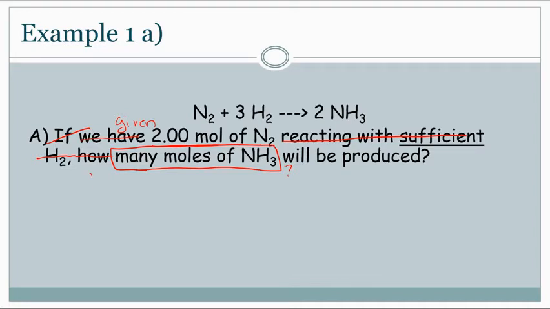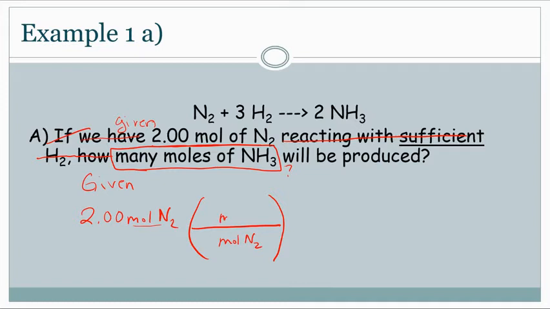So we write our given first. We write our given first, which is 2.00 moles of N2. And we're going to multiply by our conversion factor. Our conversion factor, remember, is our mole ratio from our balanced equation. I put moles of N2, my given, on the bottom, and moles of what I'm going to, NH3, on the top.